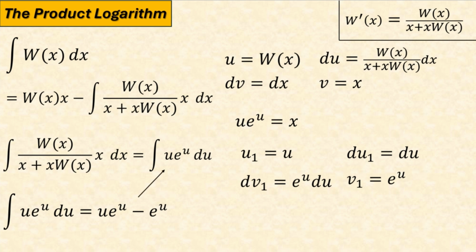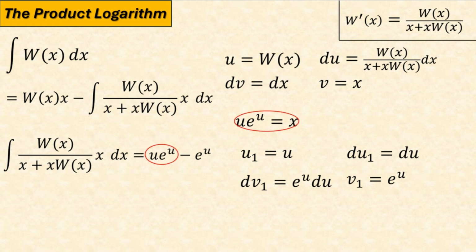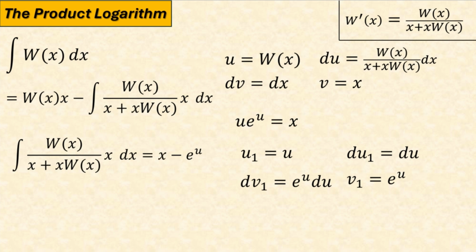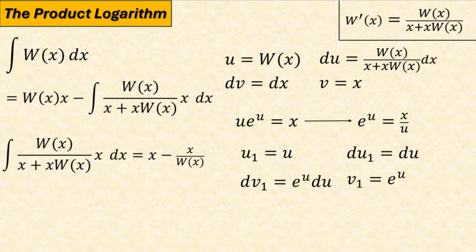Now that we've found this integral, we can substitute it back into what we had before. Recall that we've already shown that u e to the u is just x, so we can rewrite this as x minus e to the u. Rewriting u e to the u equals x by dividing both sides by u gives that e to the u is equal to x over u. Substituting this for e to the u gives x minus x over u. And recall that u is just W(x). So we can substitute that in here.